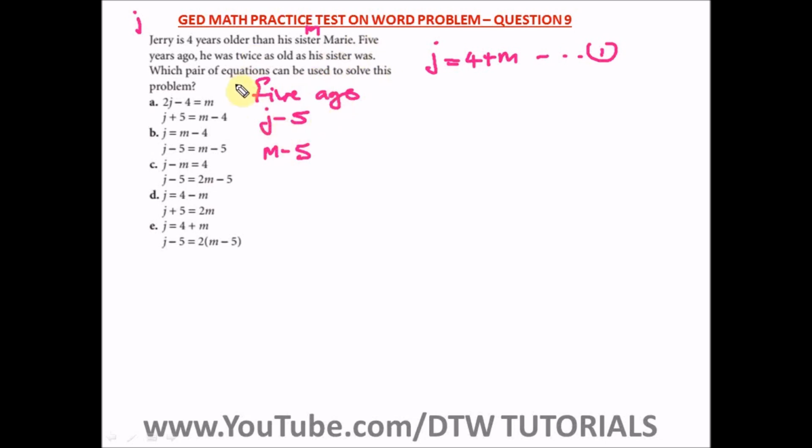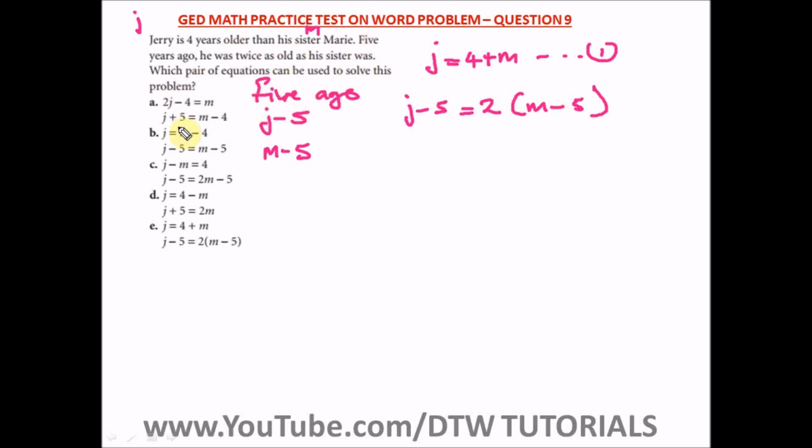Okay, so 5 years ago he was twice as old as his sister was also 5 years ago. So we have J minus 5 is equal to 2 bracket m minus 5. This is what this statement means. 5 years ago, which is what? J minus 5, he was twice, that's two times his sister was also 5 years ago.